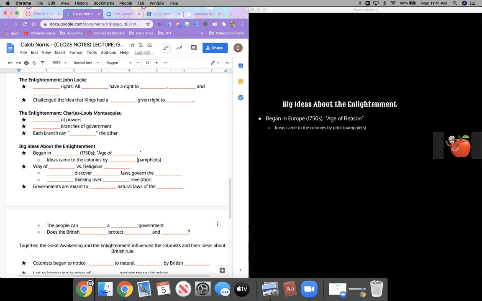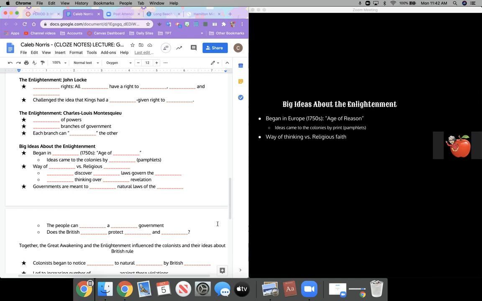Ideas would come by ship through the people, and then a printing press would print these pamphlets out for the colonists. So this was one of the first instances of ideas being spread through print. Again, it's a way of thinking versus religious faith, kind of turning away from the religious idea and moving towards the scientific one, the way that we think about things.